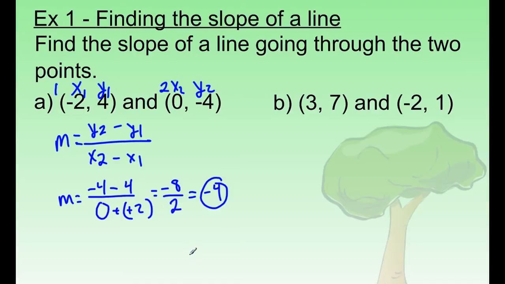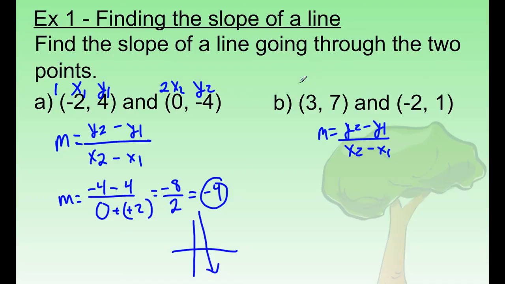Now, nothing else I can tell you because I know how the slopes look. The slope would look something like this. Well, I can't guarantee it's going through that point, but it's going to be a really steep downward line. I know it's downward because it's negative, and I know it's steep because 4 is a pretty big slope. Letter B. Same thing. M equals y2 minus y1 over x2 minus x1. So I'm going to label my points x1, y1, x2, y2.